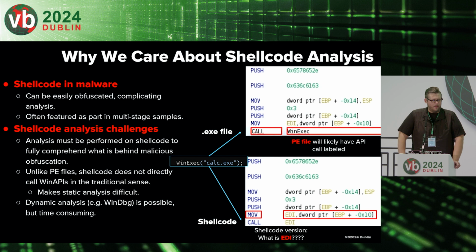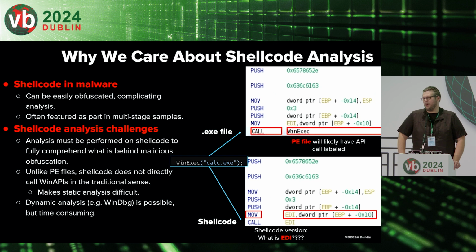So as you can see in this example, we have something like WinExec on Calc, and if this were a PE file, an executable, we could easily see that enumerated in the import table. But if it's shellcode, well, that's much more obscure. It's not immediately clear what that is. So we have something like mov EDI and then some particular offset and then call EDI. Well, what is EDI calling? That's not immediately apparent.